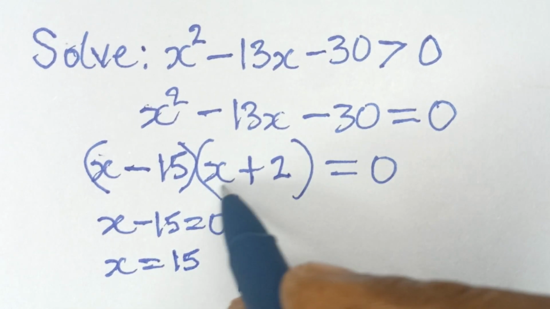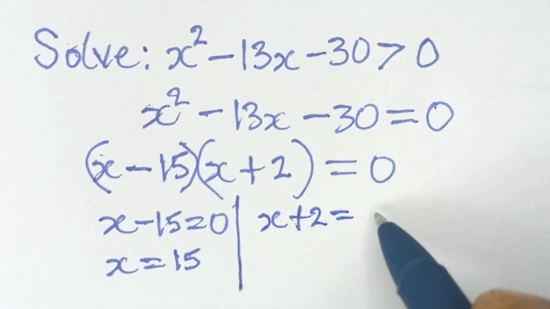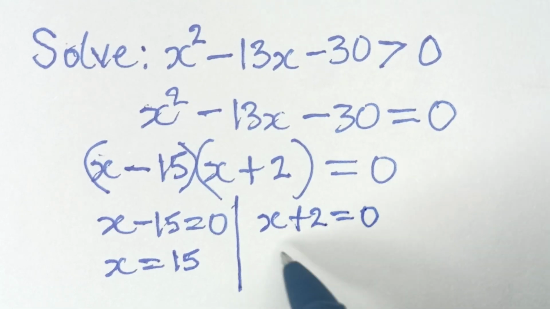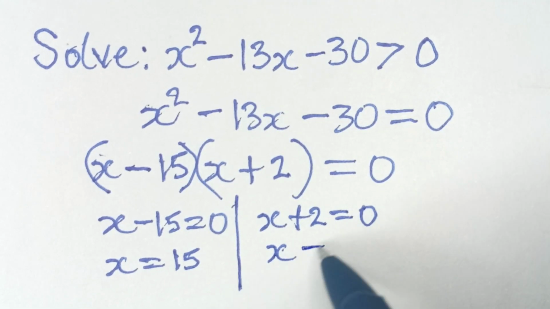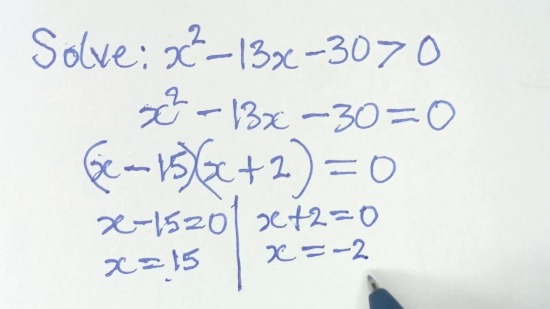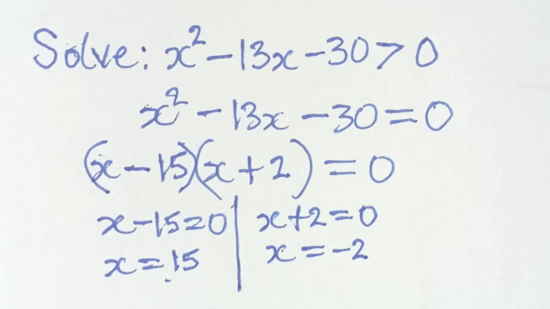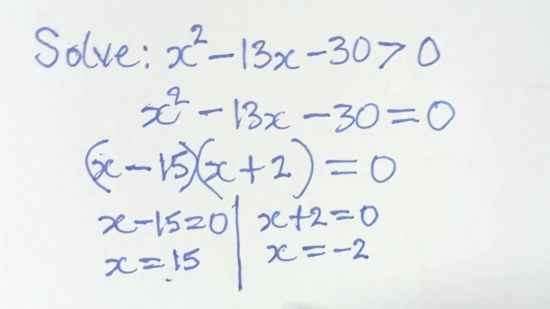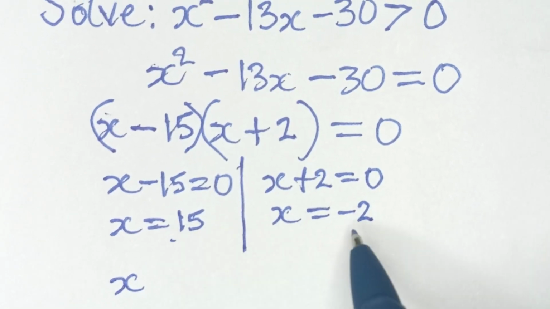Now the other bracket can also be equated to 0, so that we'll get the other value of x. So if I have x here, and I'm taking this positive 2 to the other side, it's going to give me negative 2. So I now have two of the solutions, 15 and negative 2. Now, don't forget, we are dealing with an inequality here. So now, the final step to take is to assign each of these values now. These two values that we have obtained, that is 15 and negative 2.